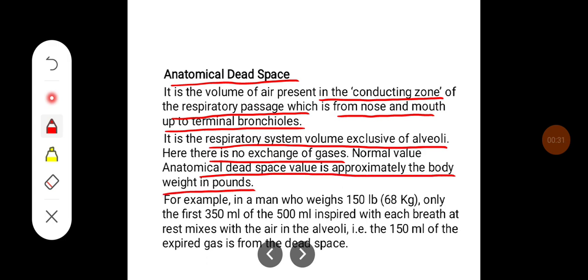For example, a man who weighs around 150 pounds, that is 68 kgs, only the first 350 ml of 500 ml of inspired air, inspired with each breath at rest, mixes with the air in the alveoli. That is, 150 ml of the expired gas is from the dead space.